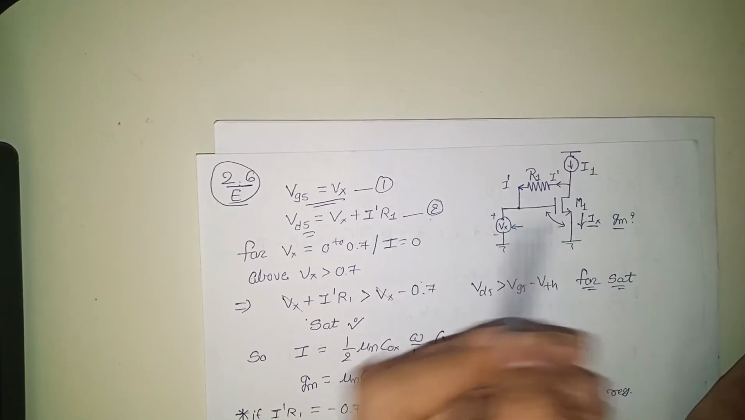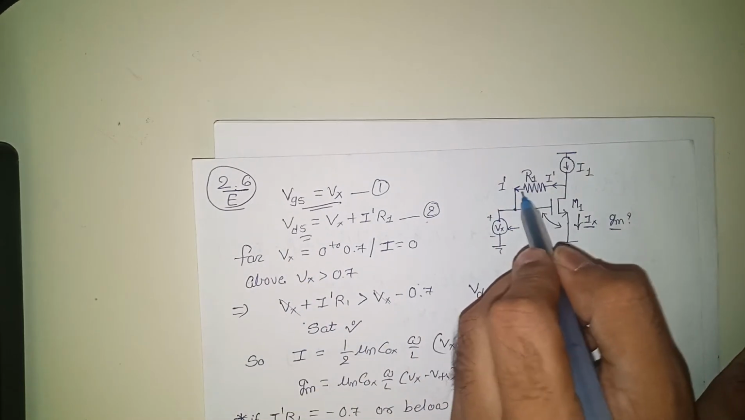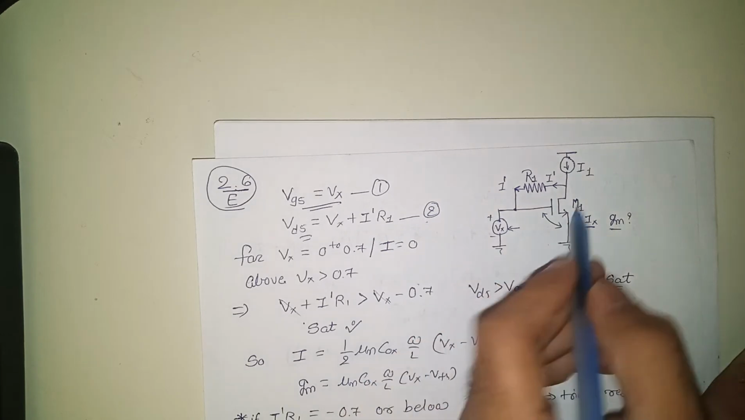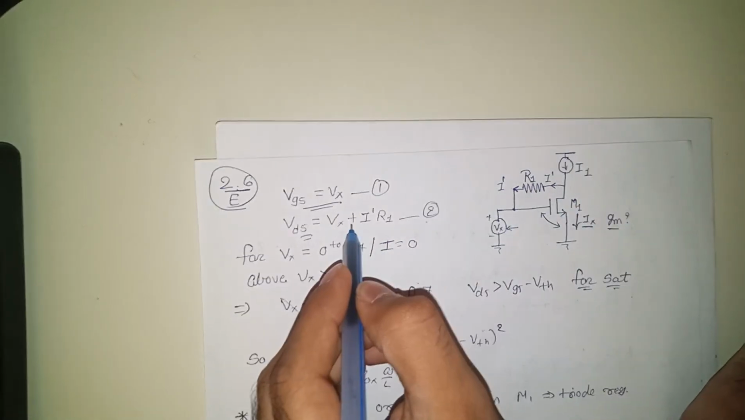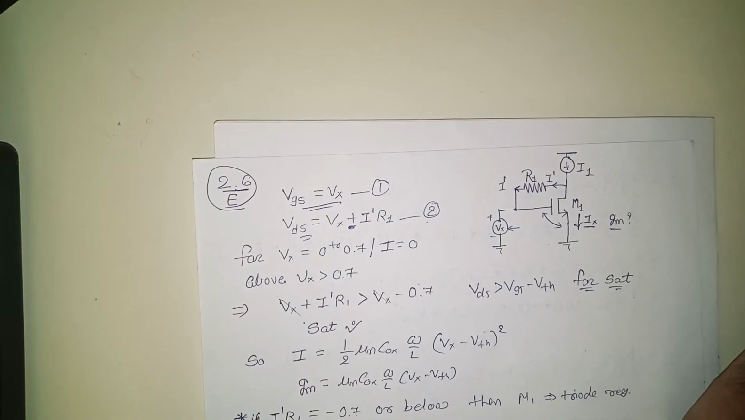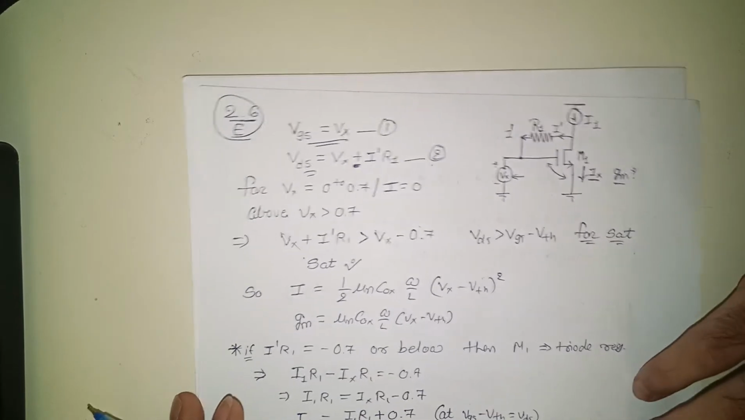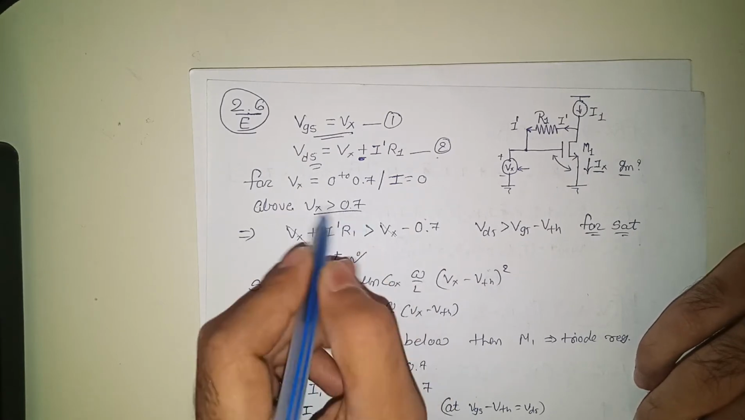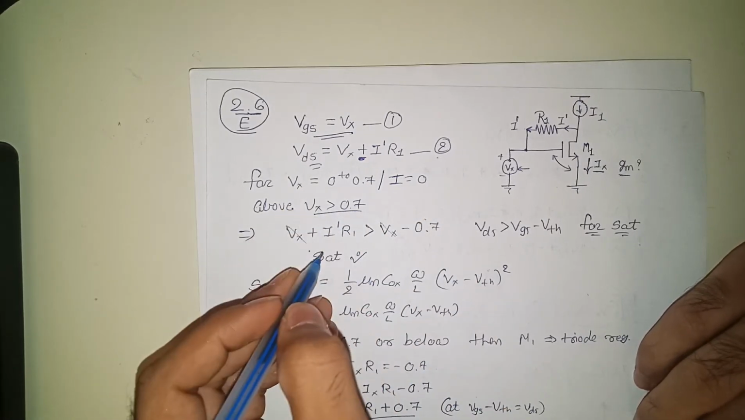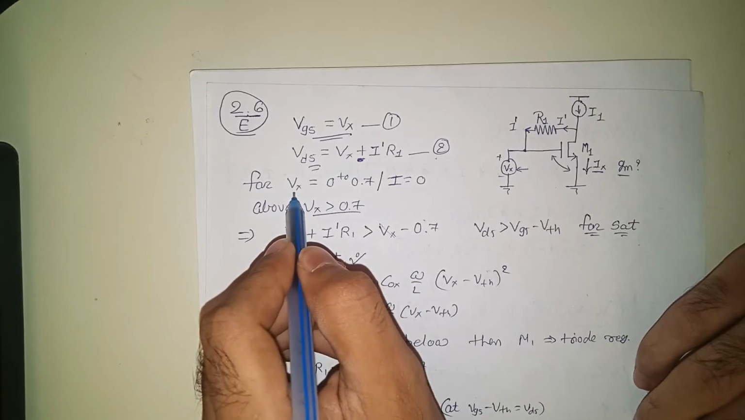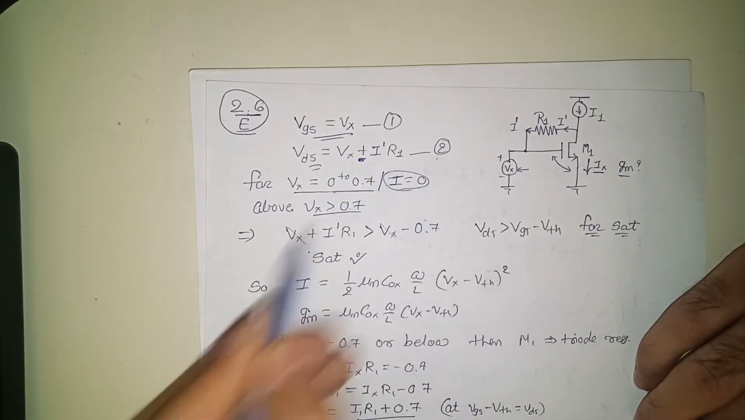You can make this direction in reverse also, just to make yourself very convenient with the sign. Here I made the plus one here. Okay, so we know that above Vx equal to 0.7 some current will flow. Lesser than that there will be no current. Okay, so if Vx is from 0 to 0.7, I is 0.